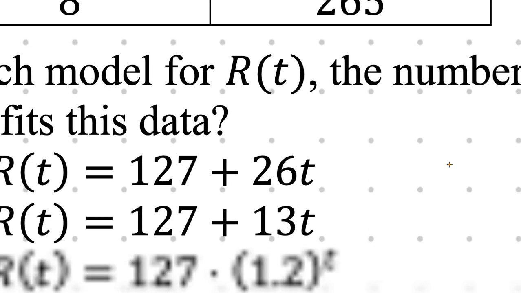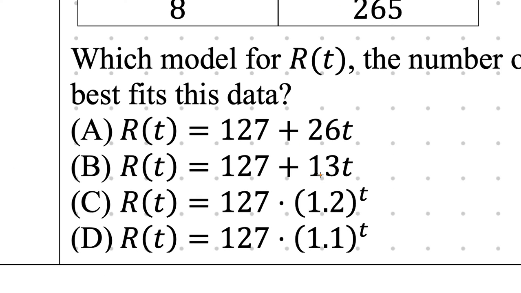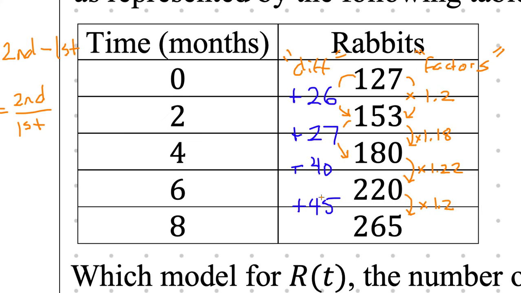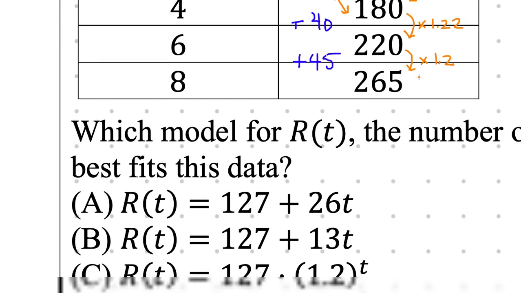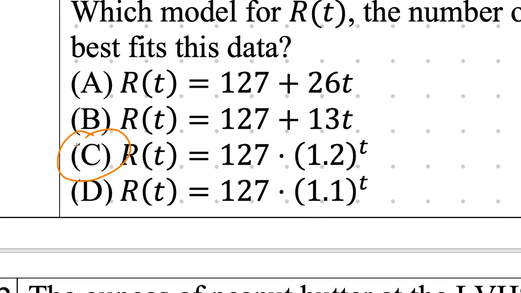A lot closer than the left. And hey, check it out. This is one of the answers, 1.2. That is one of the factors. All right, so are we done? Like, we figured out it's exponential, right? We figured out that the factor is 1.2, so can't we just choose C and be done?